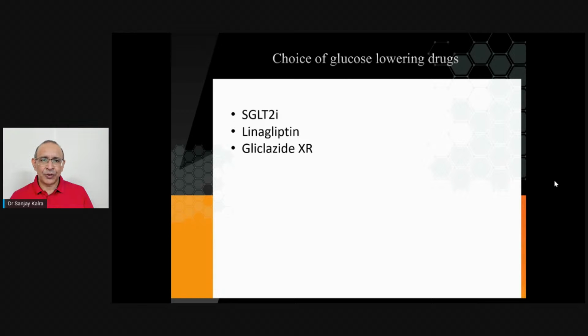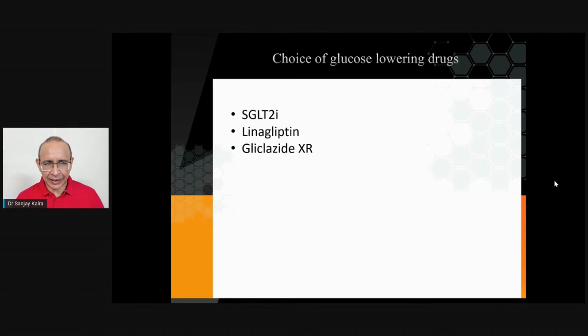We spoke of managing adiposity, blood pressure, cholesterol, and diabetes, and then preventing substance abuse. In the diabetes field, now gradually the drugs of choice are changing. Over the past few months, we have discussed all these drugs. If you have a patient with microalbuminuria, it would be a good idea to start an SGLT2 inhibitor on top of metformin. Other drugs which are proven by evidence to reduce albuminuria, to reverse albuminuria, include linagliptin, which is a DPP4 inhibitor, and glyclazide XR, which is a sulfonylurea.